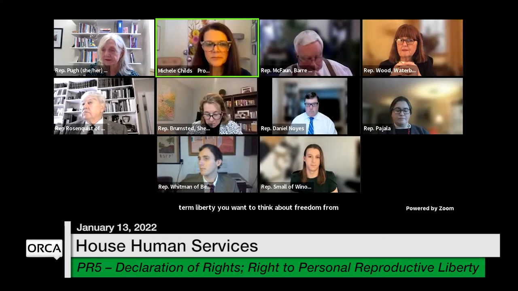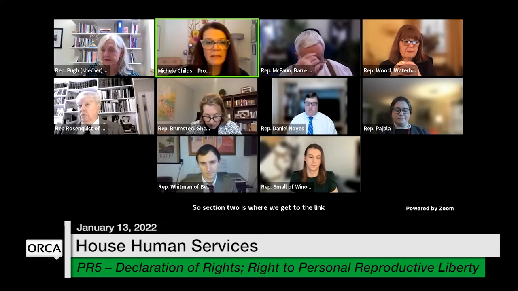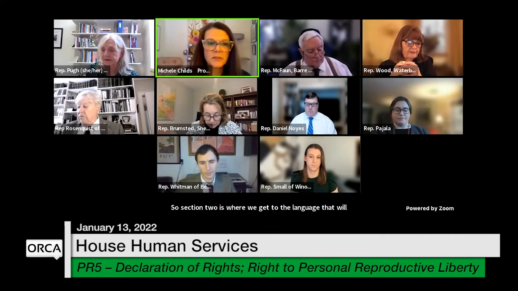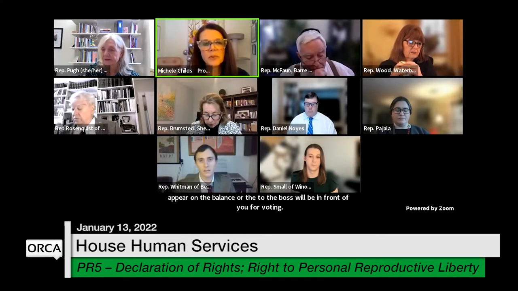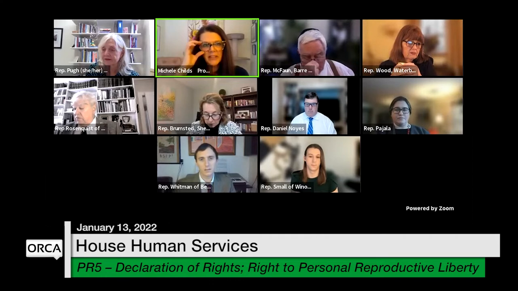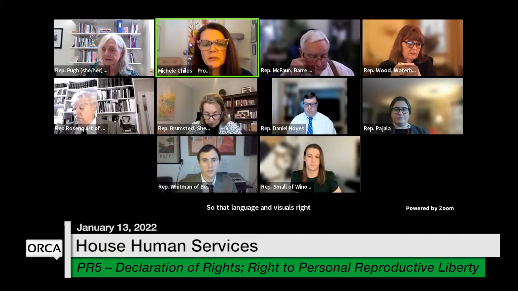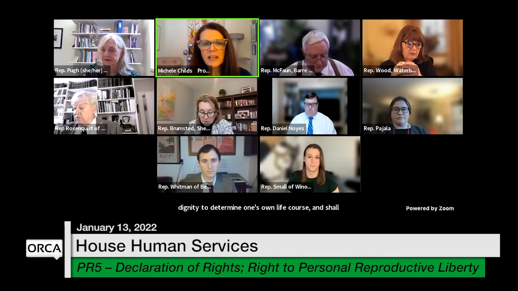So Section 2 is where we get to the language that will appear on the ballot or that will also be in front of you for voting. Section 2 establishes the right to reproductive personal liberty in the Constitution through the addition of Article 22. That language reads that an individual's right to personal reproductive autonomy is central to the liberty and dignity to determine one's own life course and shall not be denied or infringed unless justified by a compelling state interest.